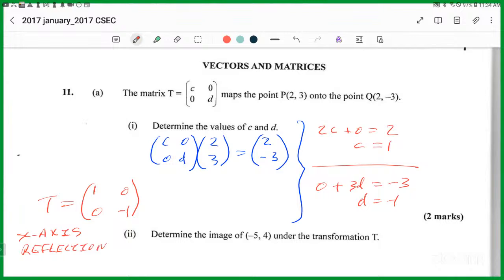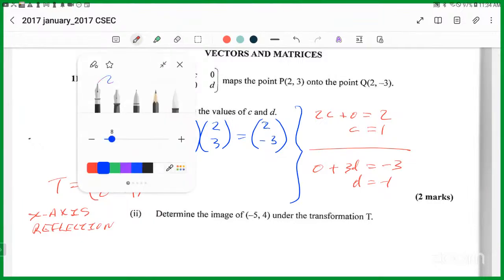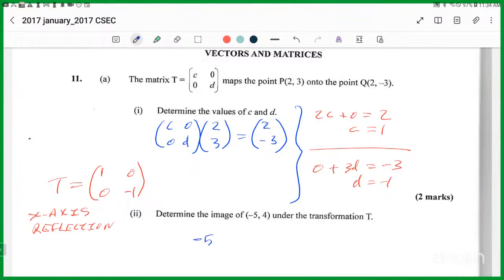And this one also asks to determine the image of this point under the transformation T. It's not complicated. You just need to look at how the values change from this to this and change them the same way. So what happens? The x value stays the same, right? So minus 5, 4. Let's write it down in blue. No calculation needed for this one. It's mapped by T onto. So the x value stays the same, here and down here as well.